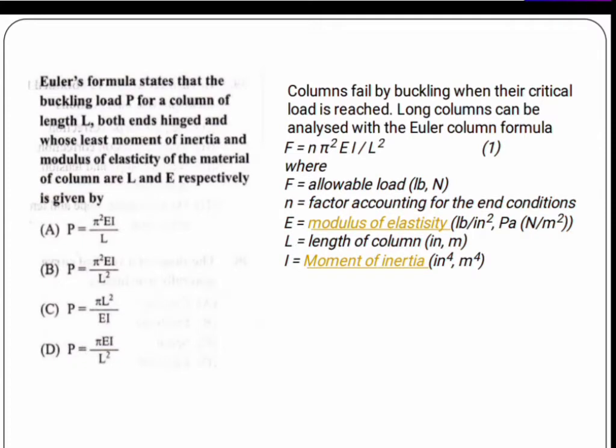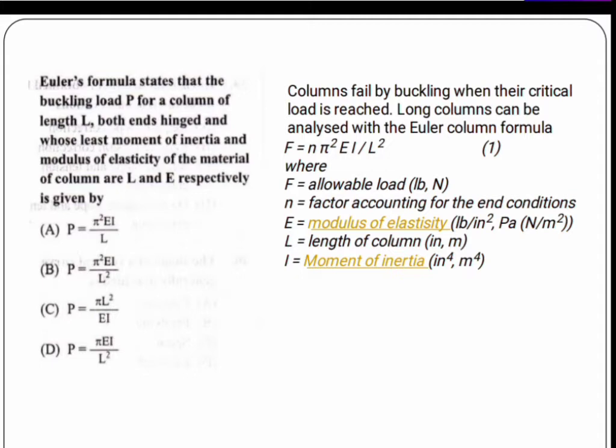Euler's theory is applicable when the column is long and prismatic, and this column only fails in buckling. The effect of crushing is neglected in Euler's buckling theory. The Euler's load for different columns with different end conditions: when both ends are hinged, the effective length will be L. When one end is fixed and the other end is free, the effective length LE will be equal to 2L. When both ends are fixed, the effective length will be L by 2. And the last one is when one end is fixed and the other end is hinged, then the effective length LE will be equal to L by root 2.